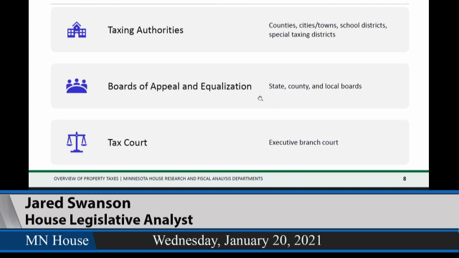The tax court is an executive branch court with statewide jurisdiction that also provides avenues for property taxpayers to challenge their property taxes. So for example, if a taxpayer were to disagree with their valuation for a given year, they could first discuss this with the assessor. They could appeal to the local boards of appeal and equalization, and if they still weren't satisfied, they could appeal to the tax court. Additionally, the taxpayer can skip all of those first steps and appeal directly to the tax court. Next slide, please.